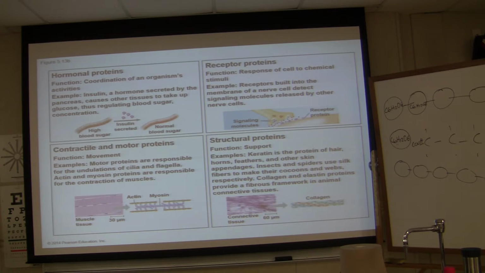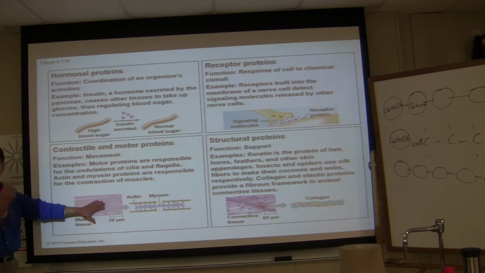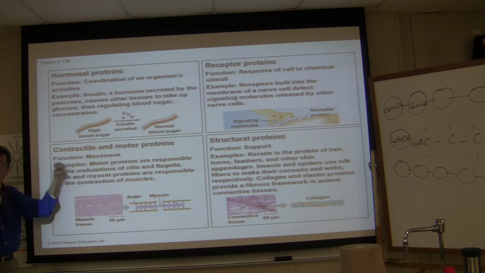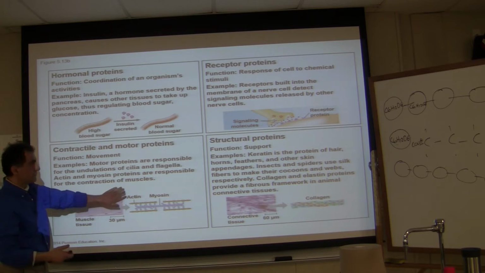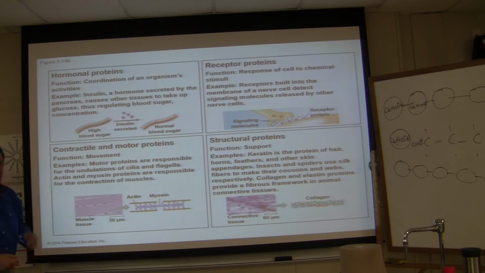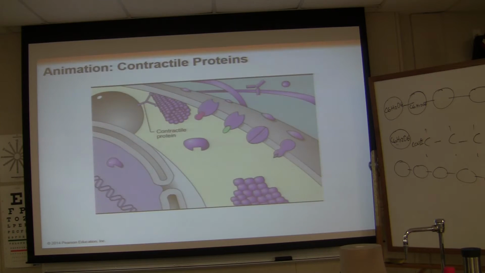Contractile and motor proteins: your muscle contractions. When you are allowed to do this, Sean, is that right? When you do this, you are using the proteins in your body. Structural proteins: your cartilage, your nose, your ear, your joints, they're all protein. That's what we mean by structural protein.